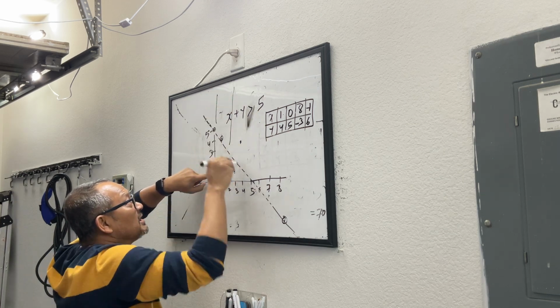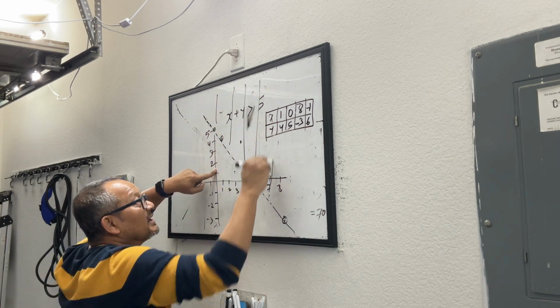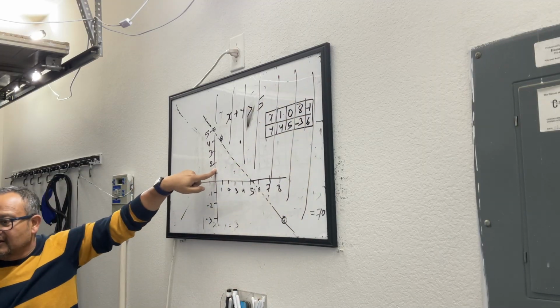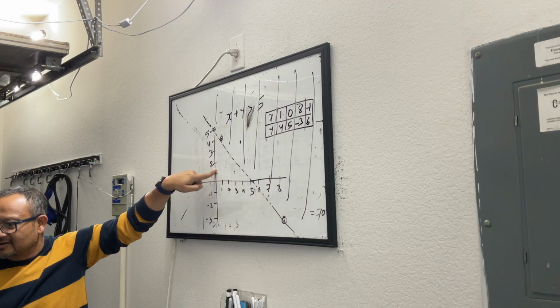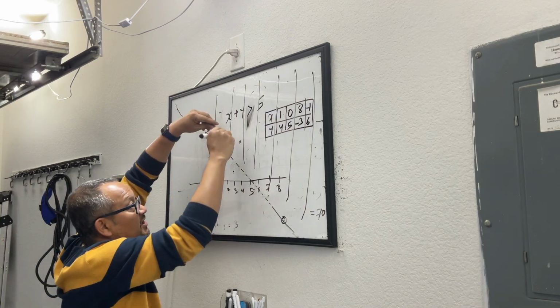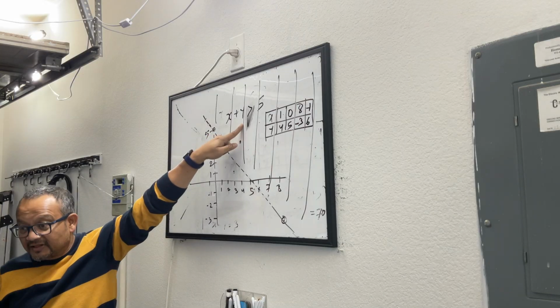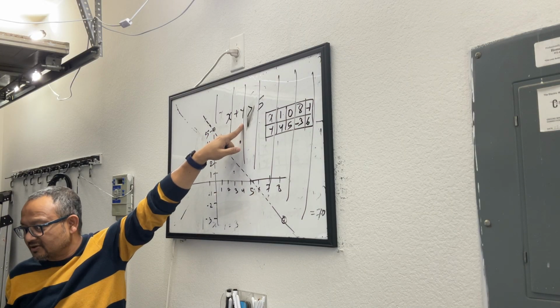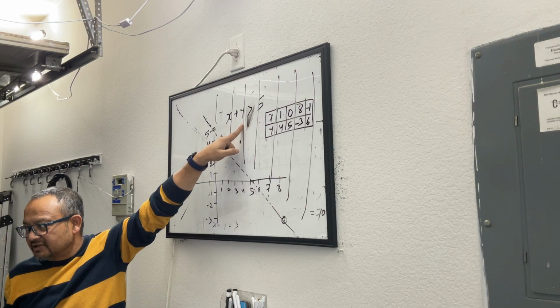So when you're talking about inequality, it tells you a region, not a line. Any and every point above this line here is going to satisfy this condition. So you're not talking about a line, you're talking about a region. Does it make sense? Mm-hmm.